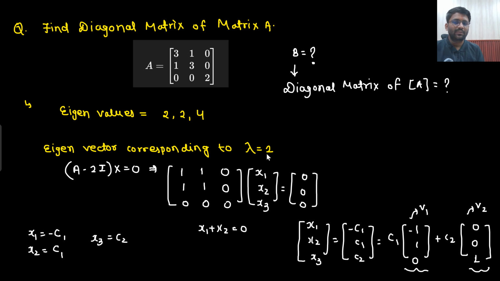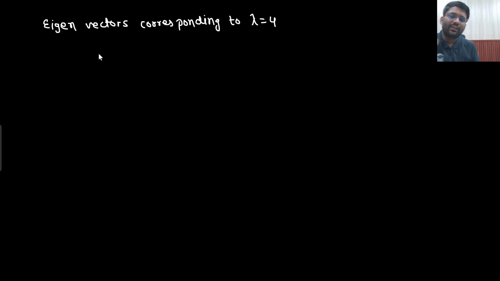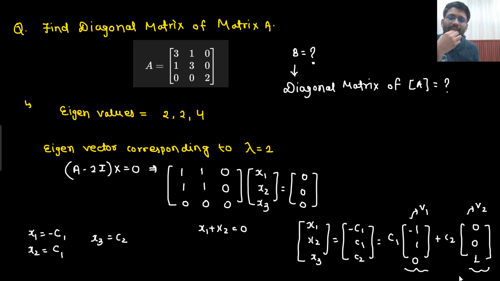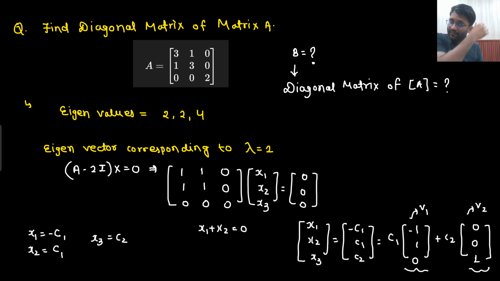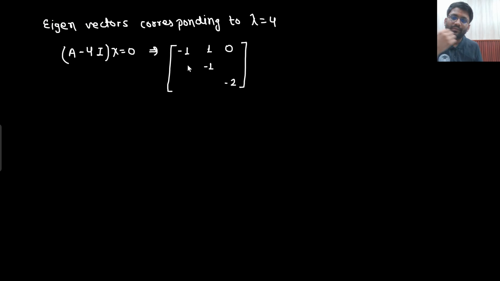Then I will find out the eigenvector corresponding to lambda equals 4. So how will I get the eigenvector corresponding to lambda equals 4? A minus 4I multiplied with x equals 0. Minus 1, minus 1, minus 2. This is 1. Okay, so here also you can see that nullity will come out to be 1 only, and you can check the eigenvector as well.